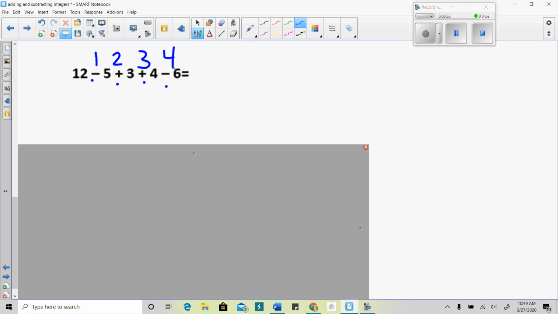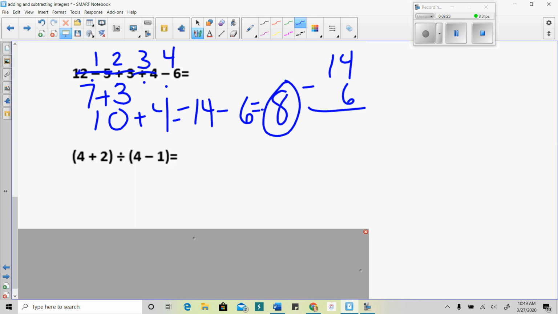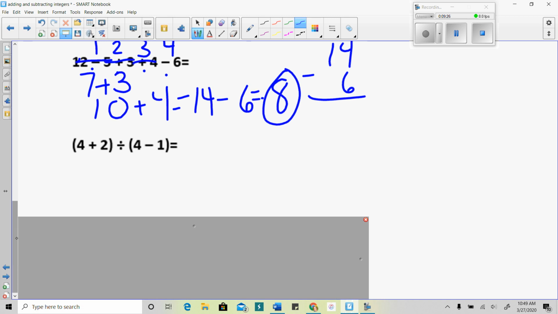So I'm going to start with 12 minus 5, and that would give me 7. And then I'm going to do 7 plus the 3, and that would give me 10. And then I'm going to do 10 plus the 4, and that would give me 14. And then finally, I need to do 14 minus the 6. And if you cannot do that in your head, come over here and borrow. But 14 minus the 6 would give me 8. So you should have gotten 8 on that one. Okay, going on to the next one.